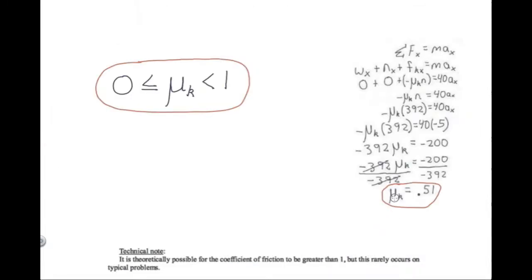Does our result for mu sub k make sense? Well, the coefficient of friction is a concept that takes values between 0 and 1. Our result for mu sub k is between 0 and 1, so yes, this result makes sense.